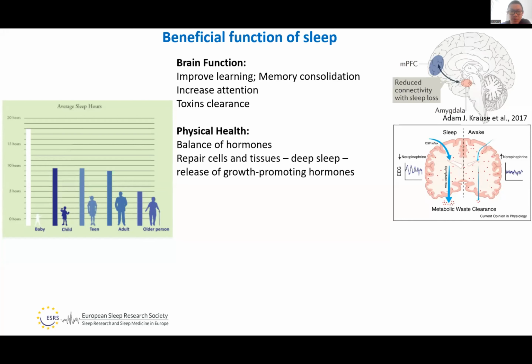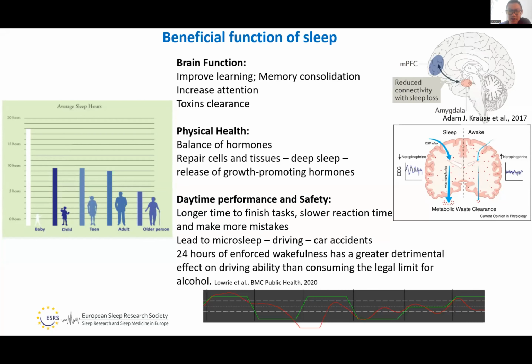But the most important issue is safety. Insufficient sleep causes microsleep during driving, which causes car accidents. It has been shown that 24 hours of enhanced wakefulness has a greater detrimental effect on driving ability than consuming the legal limit for alcohol. Here is the test. The red line represents the 24 hours enhanced wakefulness. The performance is very bad.